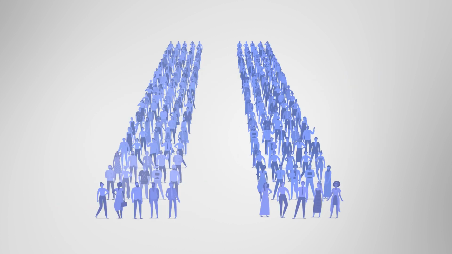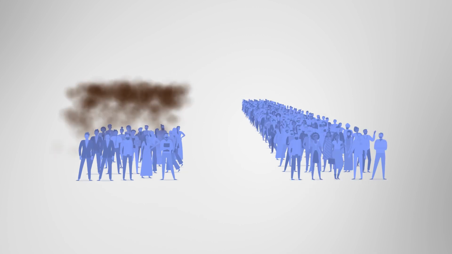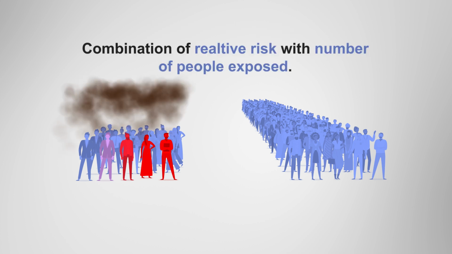And of course, if instead of half of the population being exposed and half not exposed, as in my example, let's say only 10% of your population is exposed and 90% not, the attributable fraction would drastically change. In fact, with this example, the attributable fraction would go down to 16, 17%. So you see, it's this combination of relative risk with the number of people that are exposed that is ultimately relevant from a public health perspective.